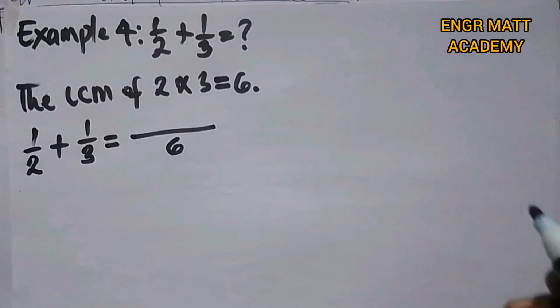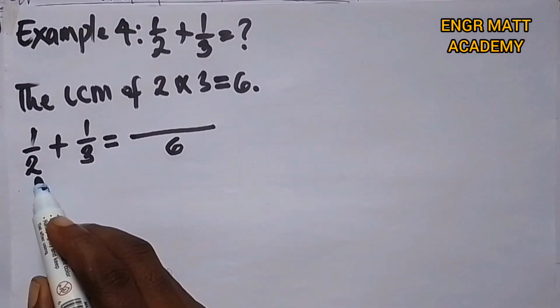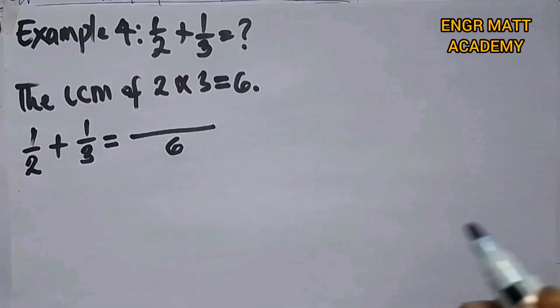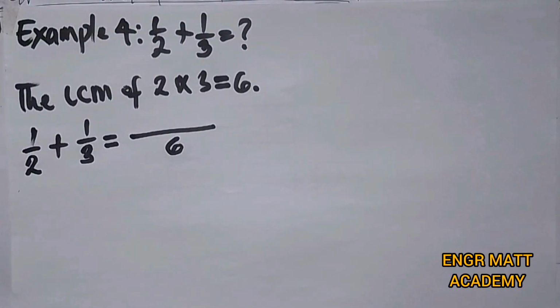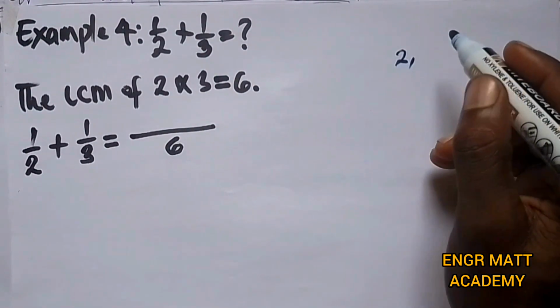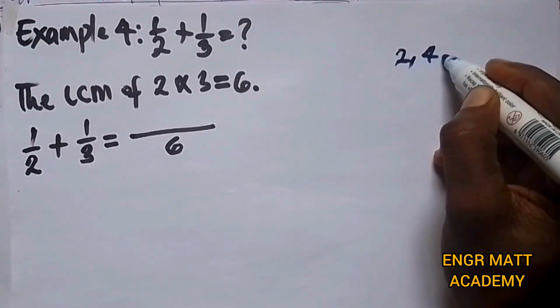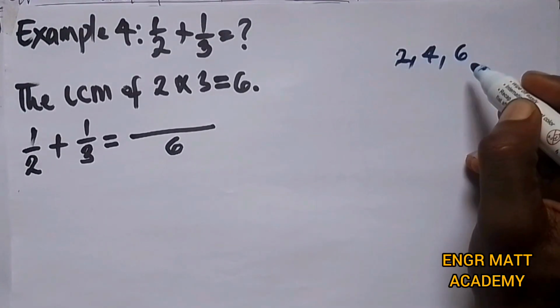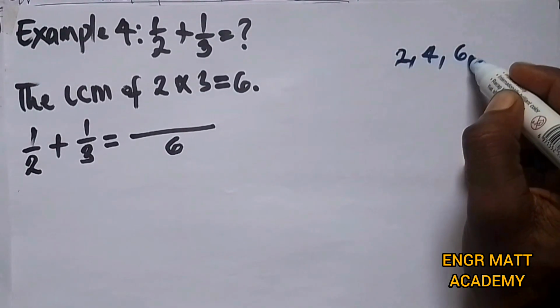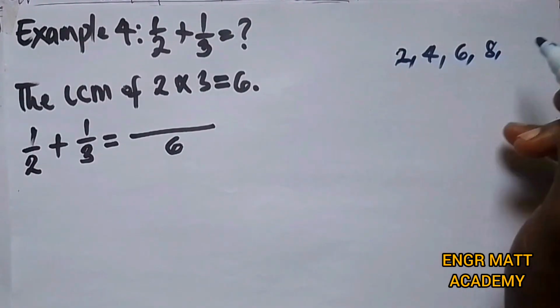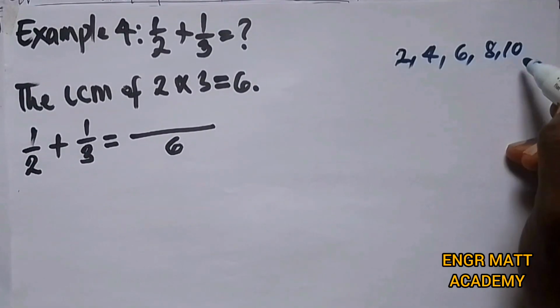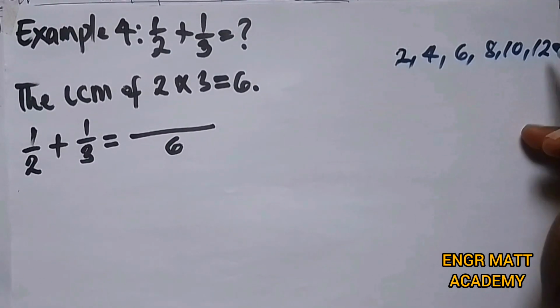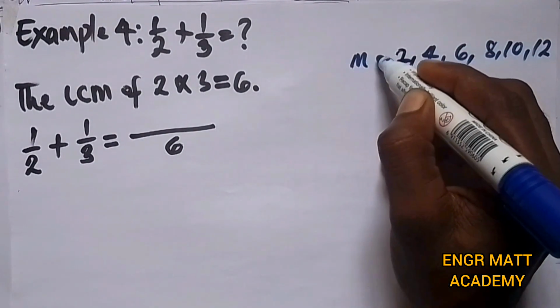The shortcut is we look for the multiples of 2. What are those numbers that 2 can divide? 2 can divide 2, yes. 2 can divide 4. 2 can divide 6 without a remainder. 2 can divide 8. 2 can divide 10, and 2 can divide 12. These are the multiples of 2.